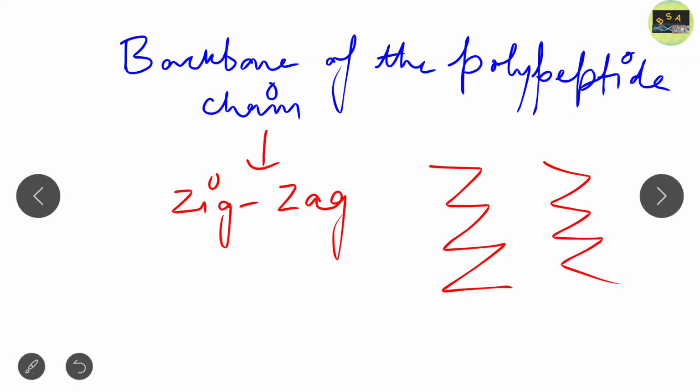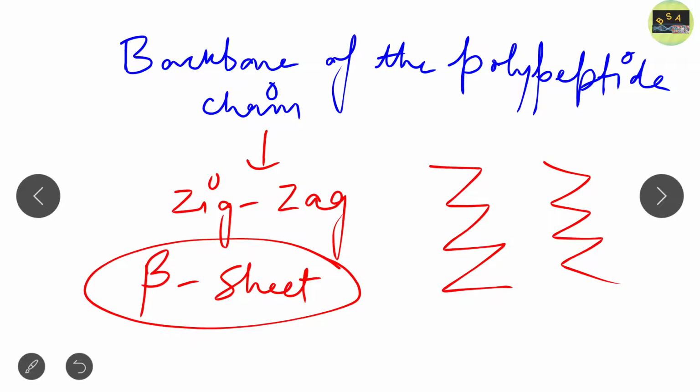The arrangement of several segments side by side, all of which are in the beta conformation, is called a beta sheet. Clear? So all these structures that are arranged side by side, note it down, all of which are in beta conformation, we call a beta sheet.